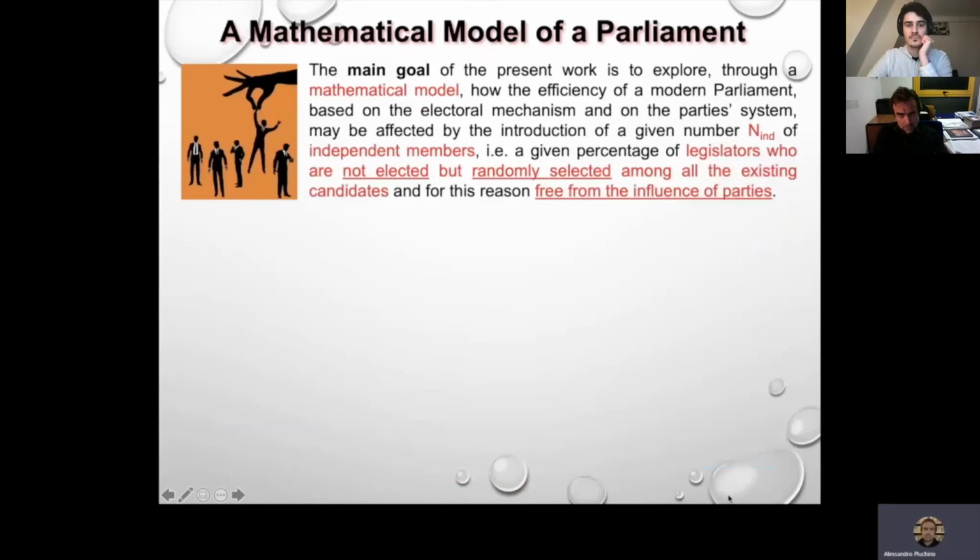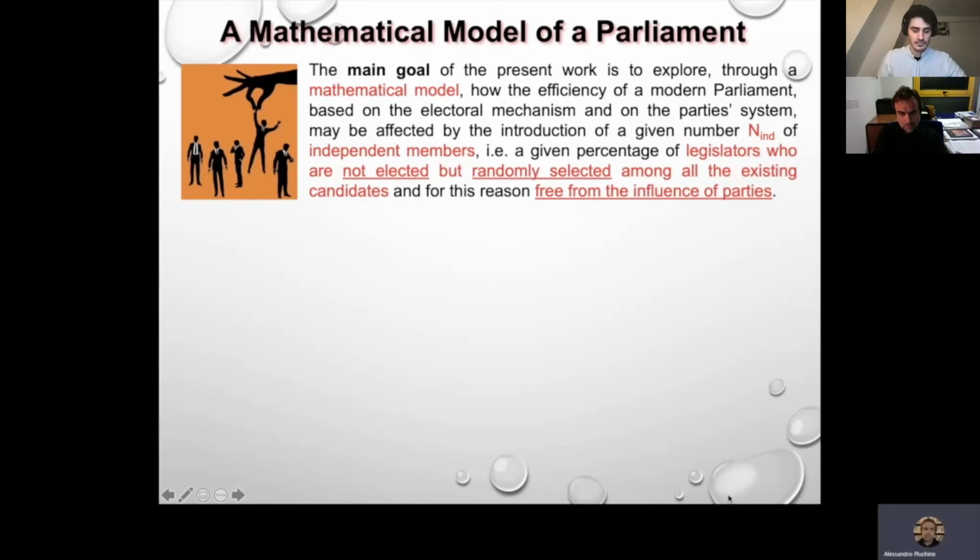Our work tries to further support the idea of random selection in politics, proposing a scientific approach. In particular, we propose to explore, through a mathematical model, how the efficiency of a modern parliament with two parties or coalitions may be affected by the introduction of a given percentage of legislators who are not elected but randomly selected among the candidates, and for this reason independent from the influence of parties.